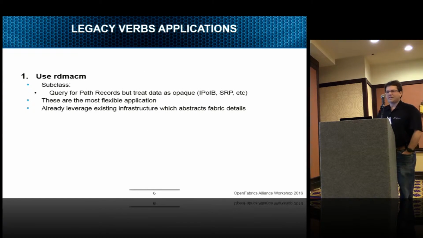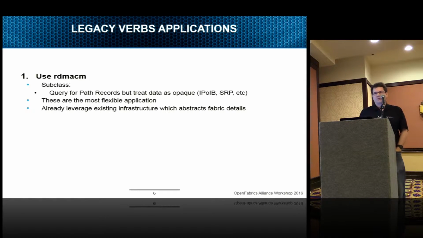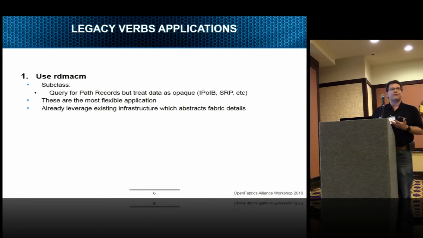So those that use RDMA CM, there's really some subclasses. There's those that query for path records directly, but I don't know of many applications that do that in user space. What I'm really talking about there is a lot of our kernel ULPs, IP over IB, SRP, etc., actually query for path records appropriately, have for a long time. These are the most flexible applications, those that use RDMA CM in user space or those in the kernel. And they're already leveraging the existing infrastructure that exists.